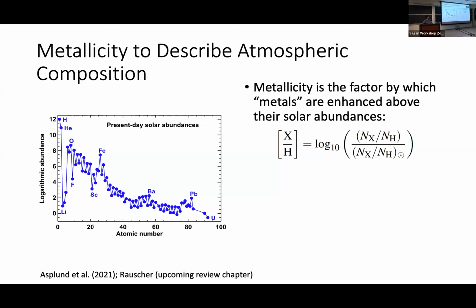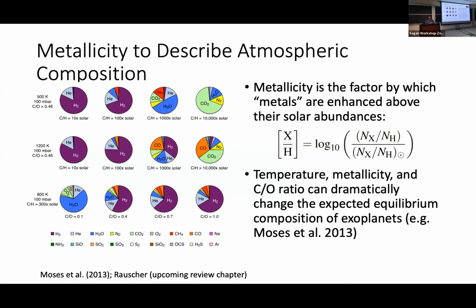So metallicity is really important because depending on the metallicity of a planet and the temperature and other ratios like the carbon to oxygen ratio, which is calculated in a similar way, these can dramatically change the expected equilibrium abundances of a planetary atmosphere and the emergent or reflected spectrum that we seek to observe. So in this figure, we're kind of looking at rows of different temperatures and columns of different metallicity enhancements. We're using the carbon to hydrogen ratio as a kind of a proxy for metallicity here, going from 10 to 100 to 1,000 to 10,000 times solar metallicity.